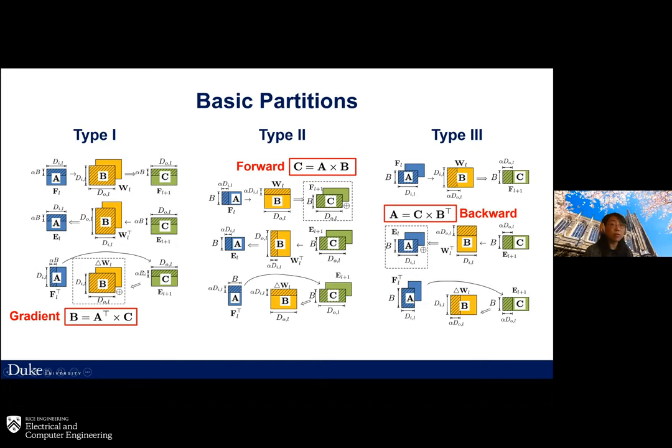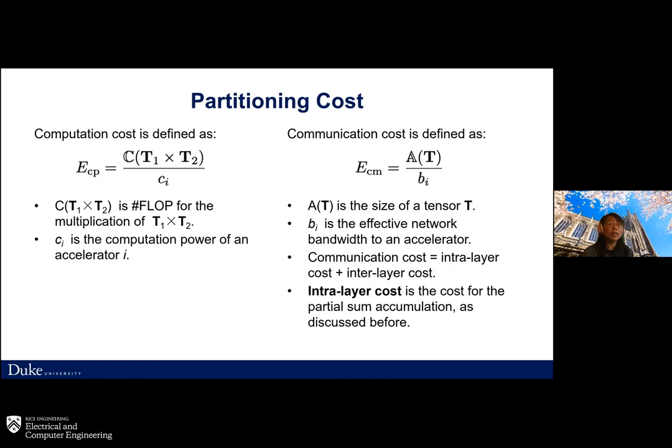Okay, so this is only one example. For the other partition methods, we can follow the same concept. Here we define the partition cost. Partition cost is essentially composed of the computation cost and the communication cost. Computation cost is the number of FLOPs to do the multiplications, because addition itself takes far fewer resources, so we simply ignore it. C_i over here represents the computation power of accelerator i, and it represents the computation cost for this accelerator.